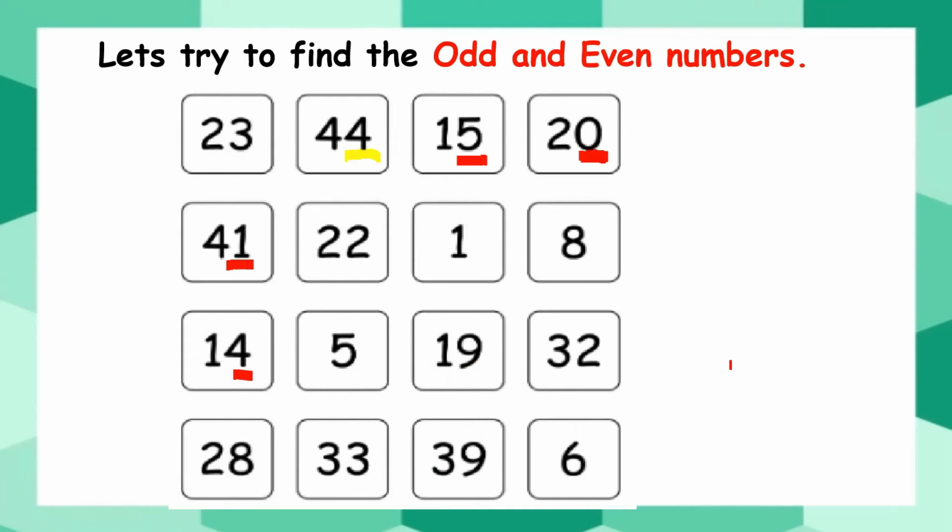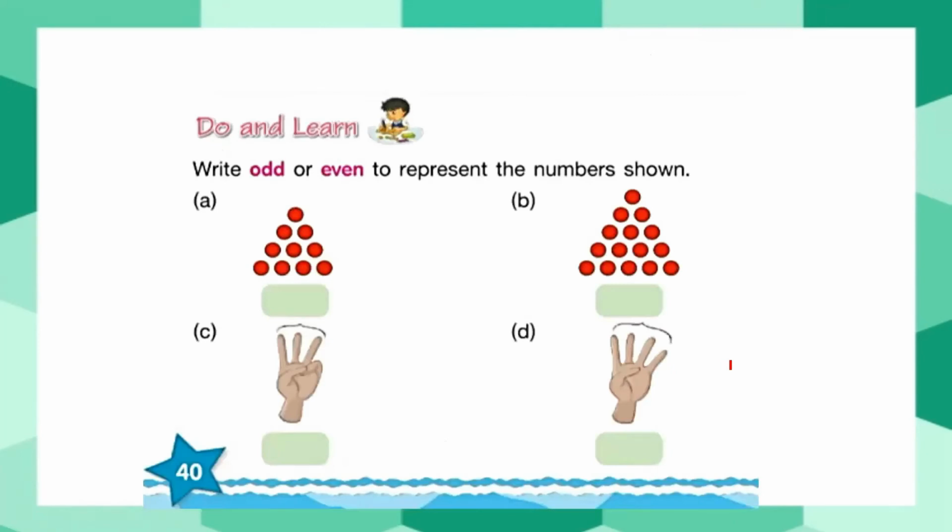Okay, so I hope you know how to identify odd numbers and even numbers. Okay, so let's proceed to your activity on your book. This is on page 40. Please open your book on page 40. You will do and learn.